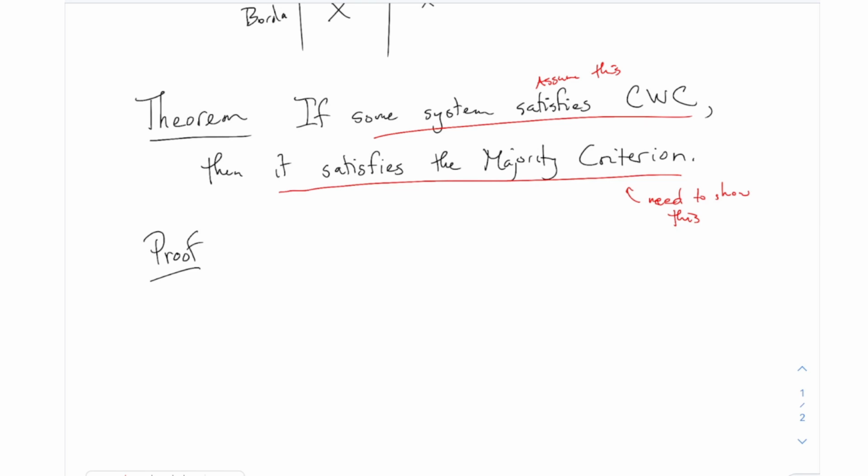You imagine that you have a system which does satisfy the Condorcet winner, and then you have to explain why it satisfies the majority criterion. Okay, how would we do that? Remember, majority means if someone is ranked on the top of a majority of ballots, then you have to explain why they will automatically win the election. So I'm going to say, assume that someone is ranked first on a majority of the ballots.